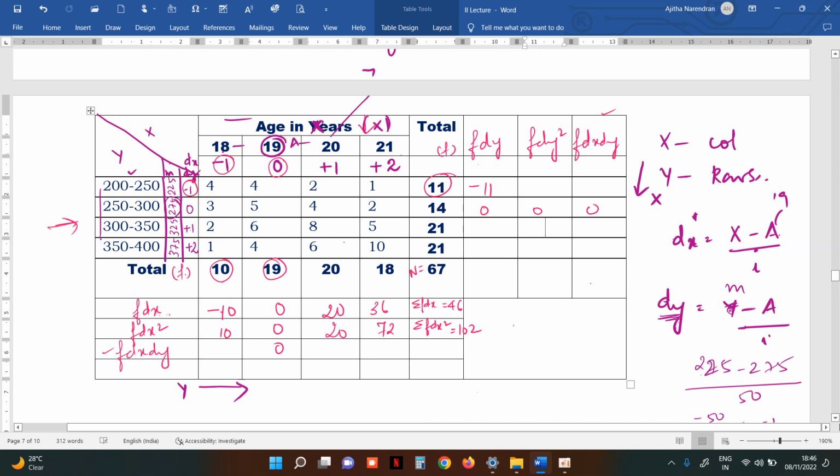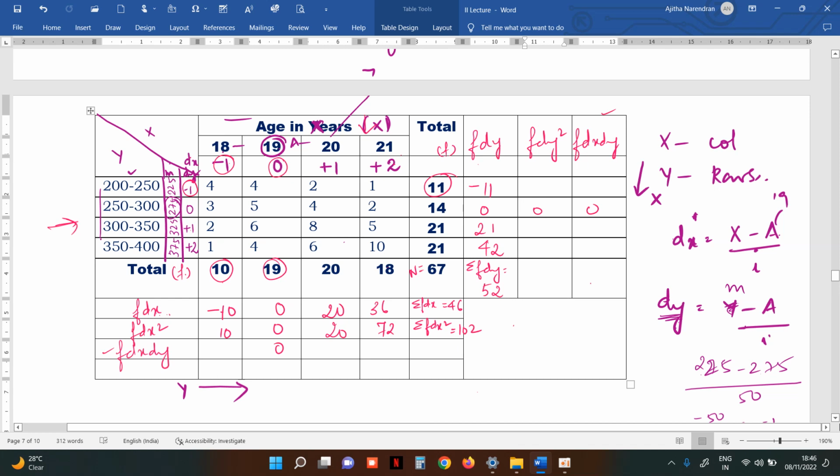1 into 21 is 21, and then 2 into 21 is 42. This value you have got, and summation of f dy, just total it. Your answer will be 52. Next one is f dy square.